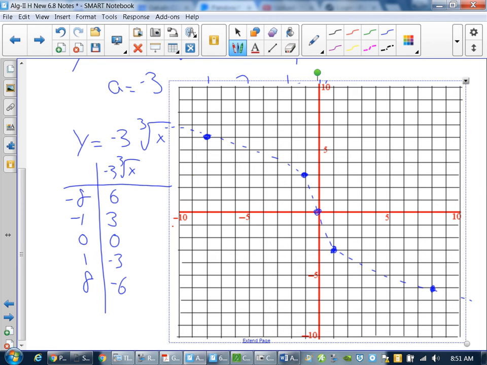Our H and K was 2, 4. So now I just plot the real one now. Over 2, up 4. Over 2, up 4. Over 2, up 4. And this one exists, so we don't. And there we are.